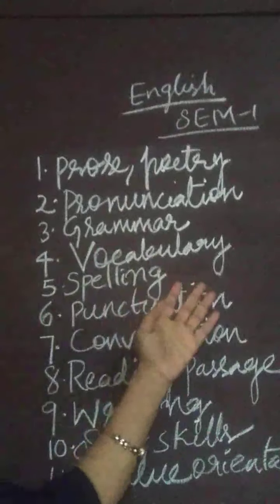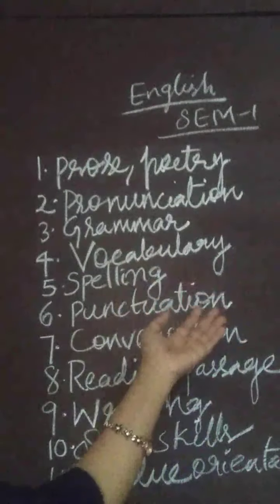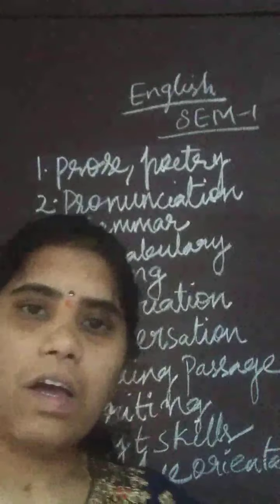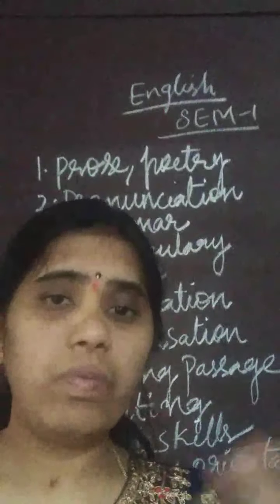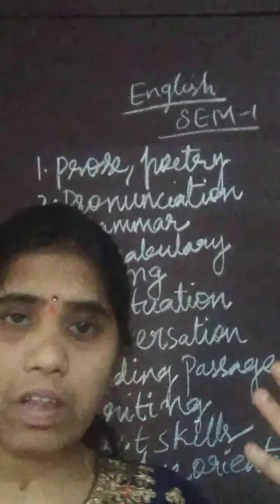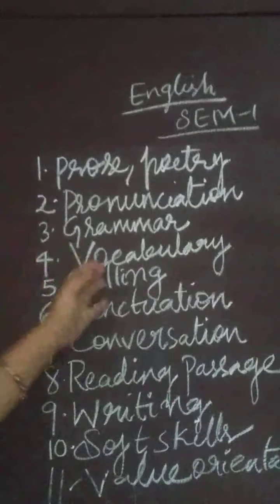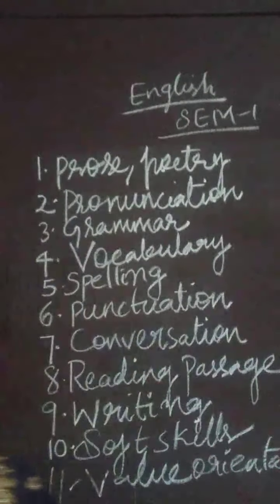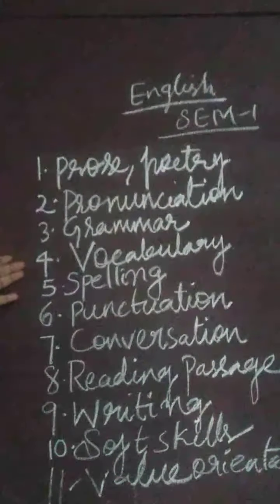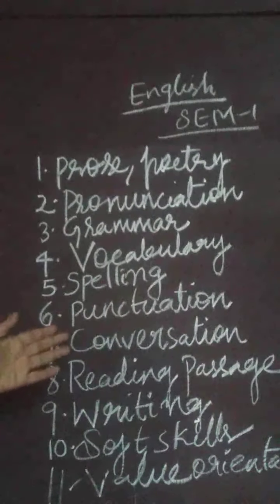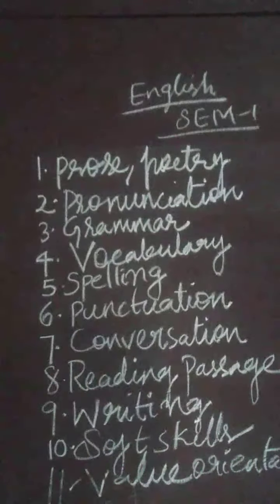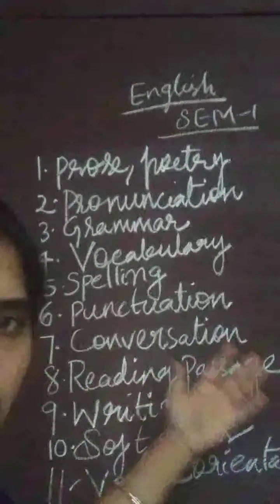Coming to third one, grammar. You people are very aware of this grammar. You know nouns, pronouns, verbs, adverbs, adjectives, voices, tenses. You are going to read these in the grammar sub-unit. Fourth one, vocabulary. You know what is vocabulary? You are going to read prefixes and suffixes in vocabulary. Spellings, you know. Next, punctuations. You are going to read what punctuations are and examples of these punctuations.